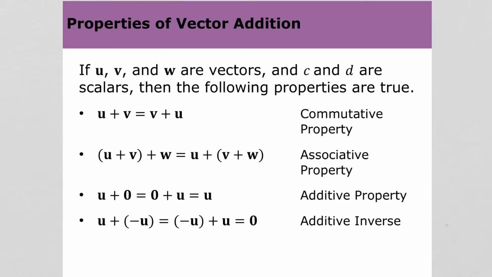Properties of vector addition. Properties of addition are the same for vectors. So the commutative property, u plus v, is the same as v plus u. The associative property, u plus v plus w, is the same as u plus v plus w. The additive identity, if you add 0, you get back the same thing. If you add its opposite, then you get 0.